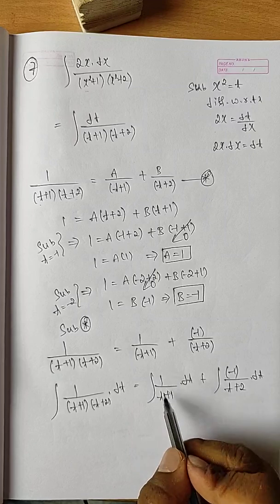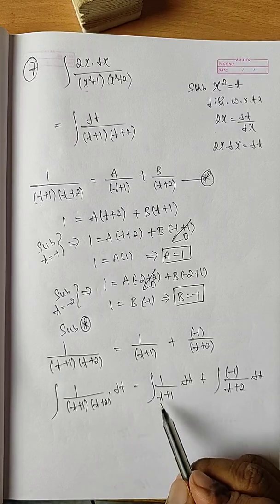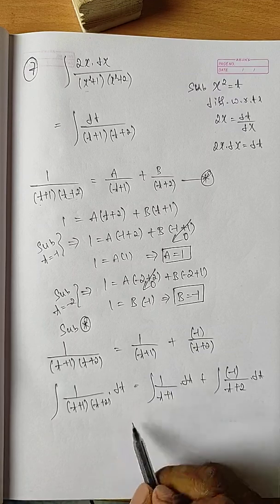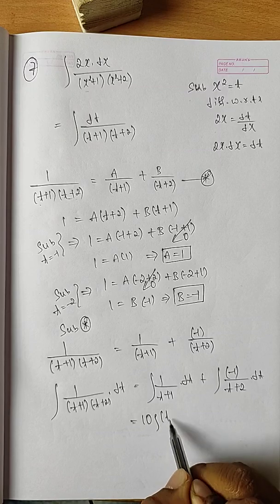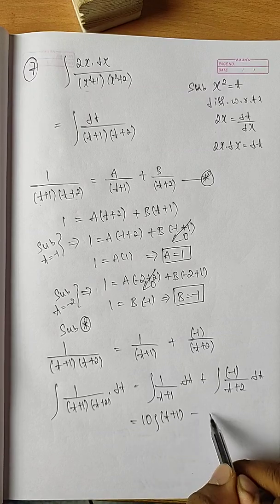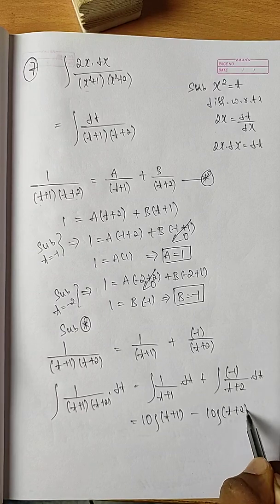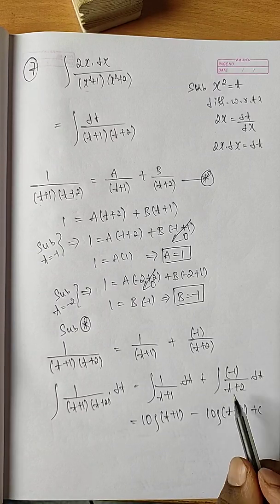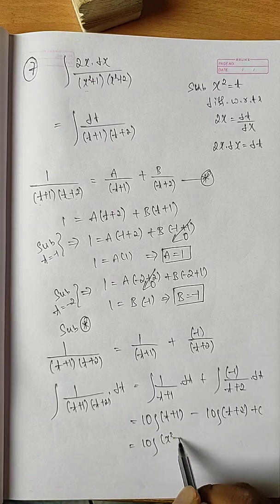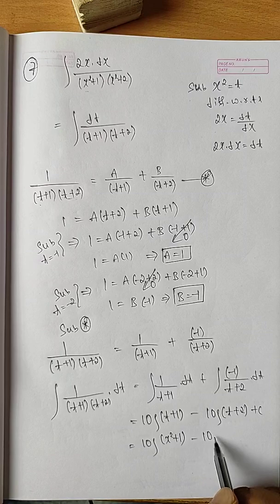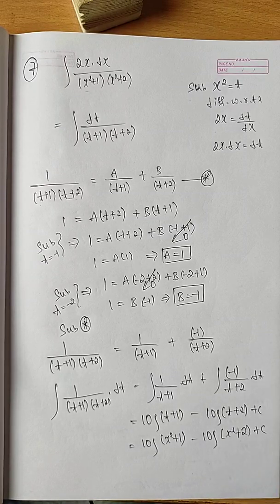What is the integration of 1 by (t plus 1)? We know that the differentiation of the denominator is the numerator, so we write it as log of the denominator: log of (t plus 1) minus log of (t plus 2) plus c. What is t here? t is x square, so the answer is log of (x square plus 1) minus log of (x square plus 2) plus c. Is it clear?